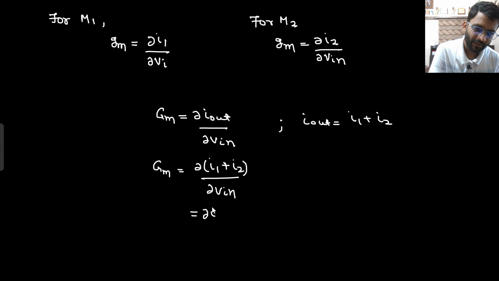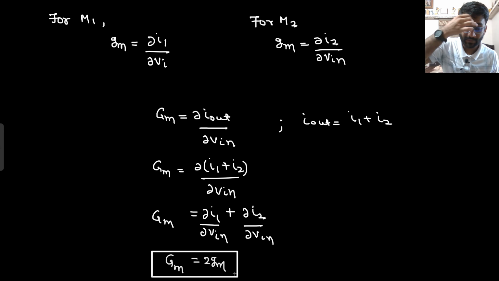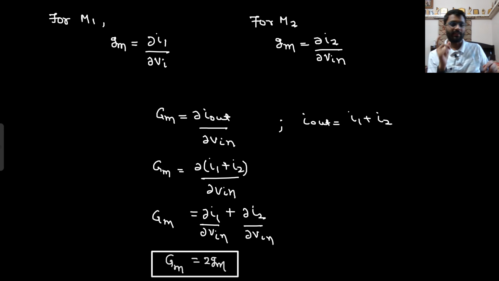What do you get from here? Del I1 by del V in plus del I2 by del V in. What is del I1 by del V in? That is GM. And what is del I2 by del V in? That is also GM. So overall GM will be twice. That's it. Here the overall GM is twice. When we connected them in parallel, the overall GM became twice.